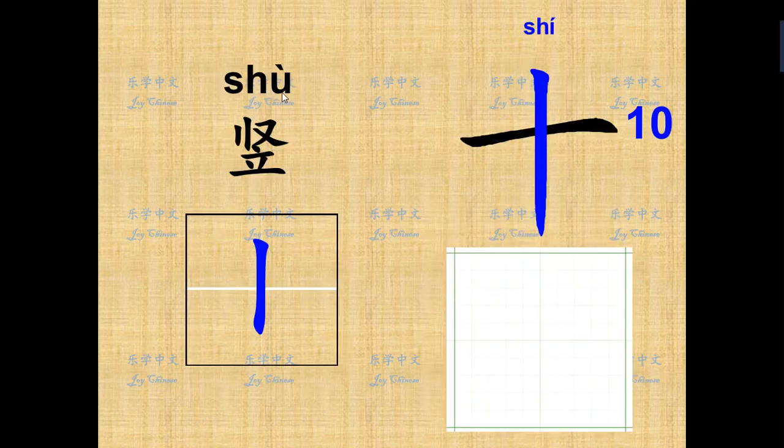Next one is 竖. It's a vertical stretch. Like in this number 10, we pronounce as 10. This blue one is 竖. So we first write the horizontal one, 横. Then the second stroke is 竖. We can see here, both of them are 竖. They have 2 dots, 2点 in here, 2横 in here. Let's see how it's written on the paper. From the top to the bottom.